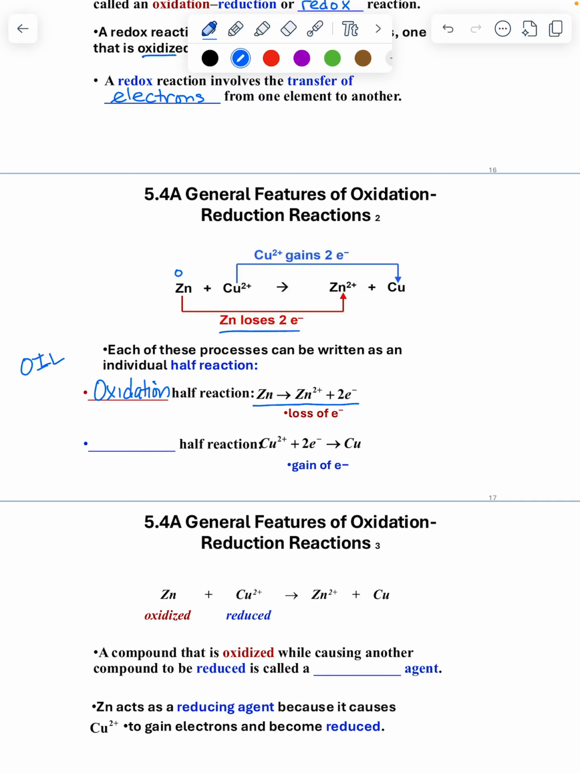And then we also have the reduction half reaction. The other half of the equation is going to show us where those electrons went. The copper 2 ion went from a +2 charge to a 0 charge, and so copper 2 gained 2 electrons to become copper metal. And so we have our reduction half reaction, as you see here: copper 2 ion plus the 2 electrons produces the copper metal.